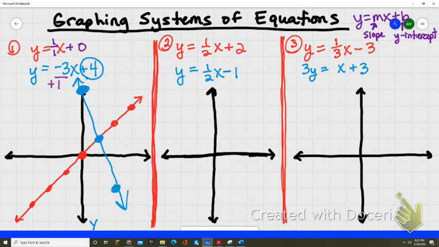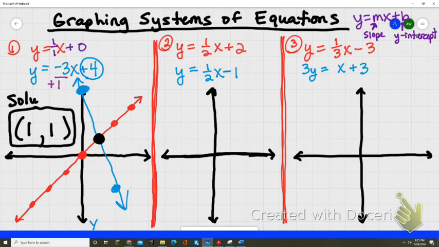Your solution is the point where they both cross or what they both have in common. You need to list that point and state its x and its y value as your solution. So if the two lines cross, your solution is going to be the point of intersection. Remember, when you're naming a point, the first number is the x and the second number is the y. The x-axis is the horizontal line and the y-axis is the vertical line.